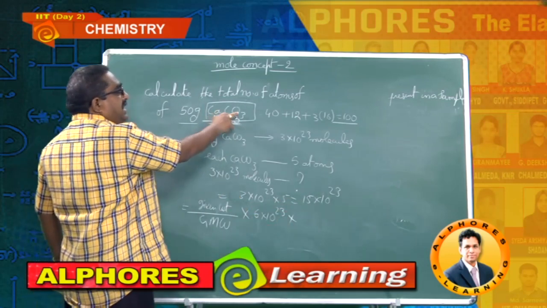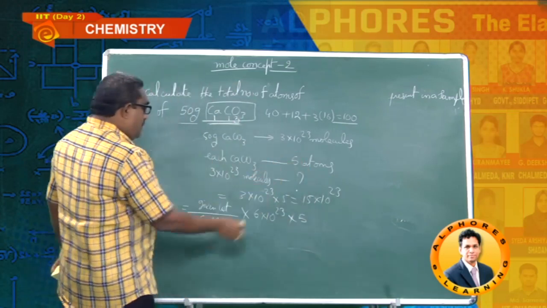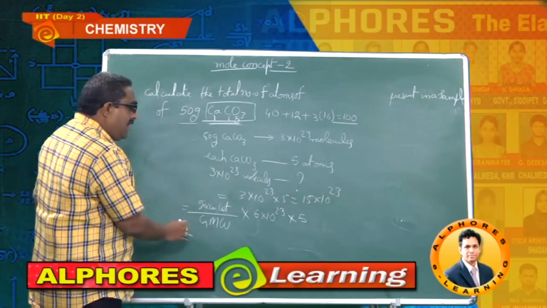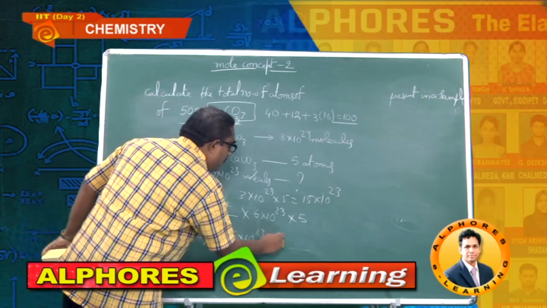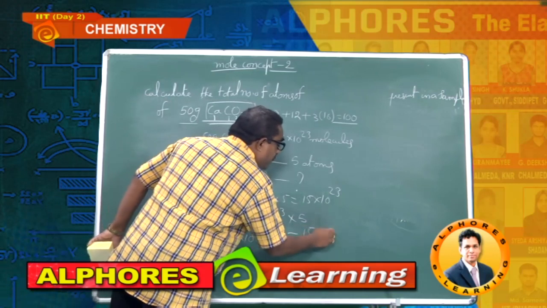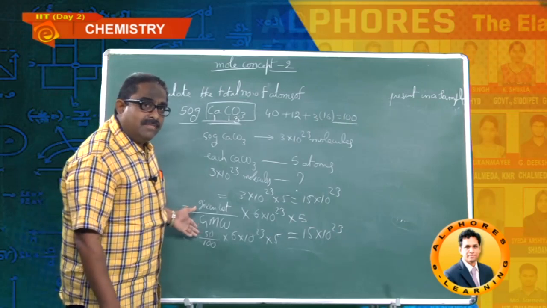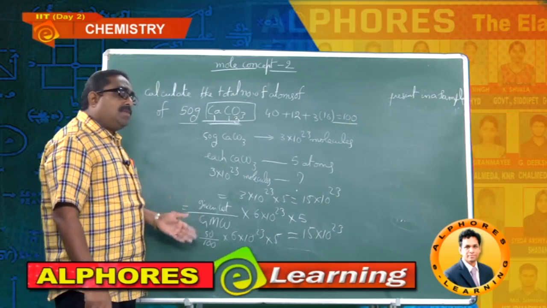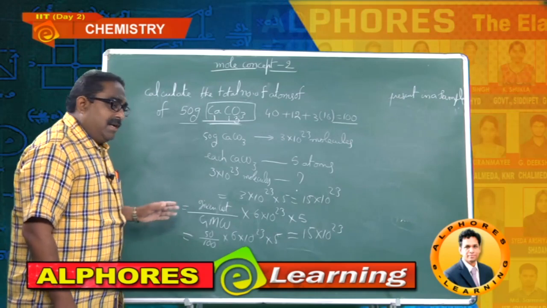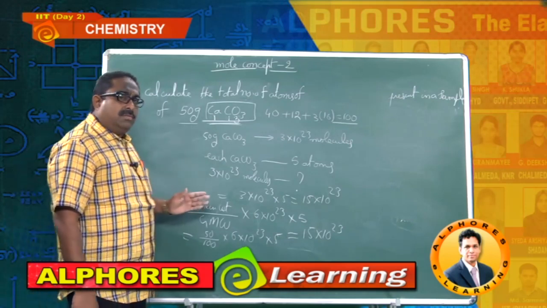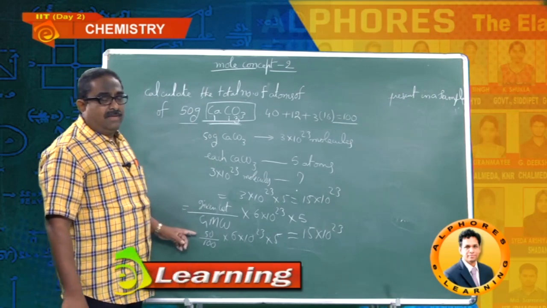into atomicity. What is the atomicity of this calcium carbonate? 1 calcium, 1 carbon, 3 oxygen, total it is 5. Now you can substitute the values: given weight 50, molar mass 100, 6 into 10 power 23, into 5. The same answer you will get, 15 into 10 power 23. But how many such formulae are you going to remember? In each and every case it is not possible for the student to remember many formulae. That's why in the beginning itself I told you, it is better to depend on the conceptual approach, not on formulae like this.